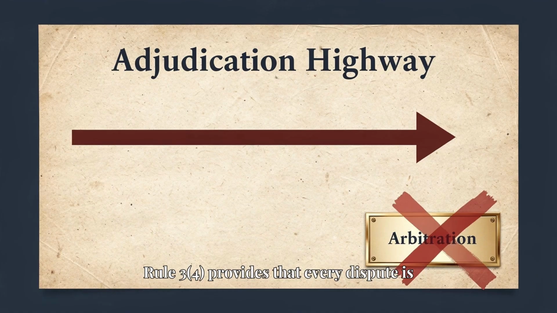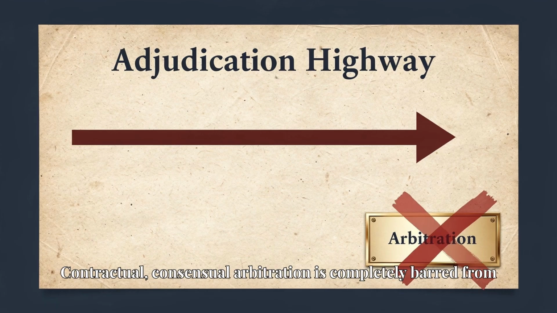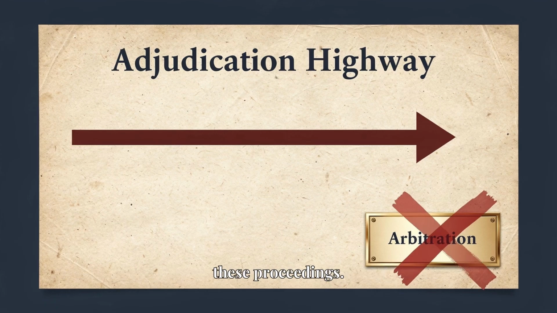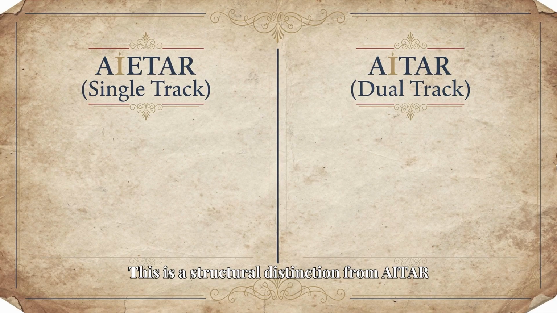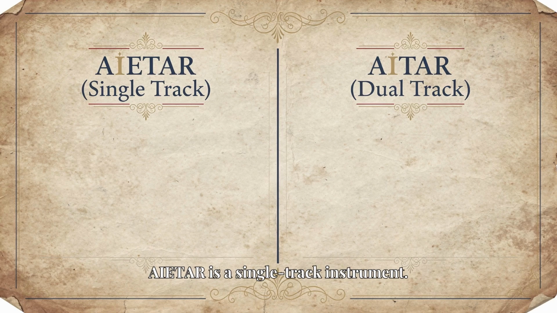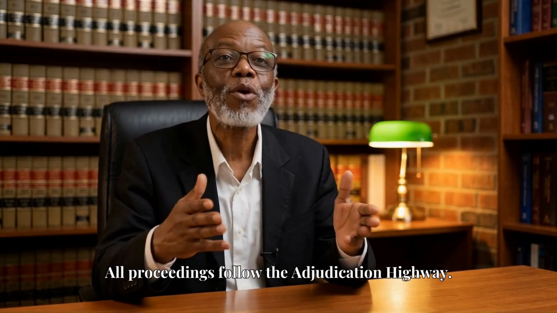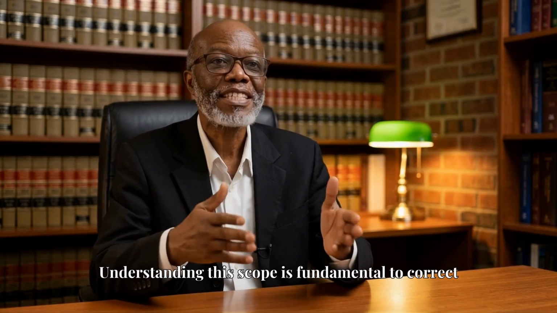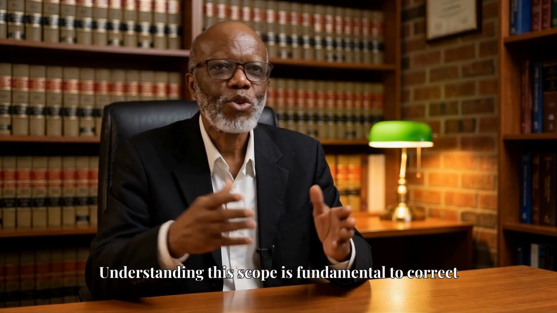Rule 3(4) provides that every dispute is resolved exclusively by unilateral adjudication. Contractual consensual arbitration is completely barred from these proceedings. This is a structural distinction from AITAR 2026, which offers both adjudication and arbitration. AIETAR is a single-track instrument. All proceedings follow the adjudication highway. Understanding this scope is fundamental to correct practice.